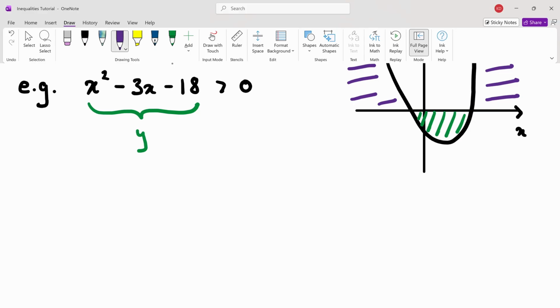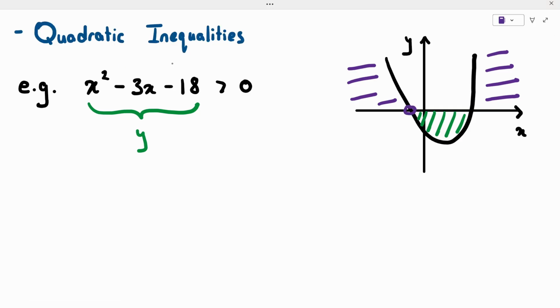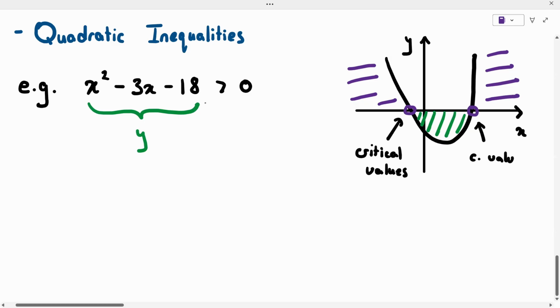There are 2 points we need to look for. And of course, we know these are called the critical values of the equation. So these 2 points here are the critical values. And the first thing we need to do is identify those critical values. When we identify those critical values, we can determine what regions of x are going to satisfy that inequality.